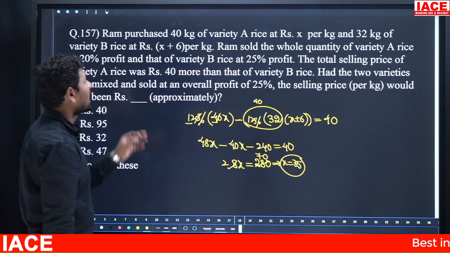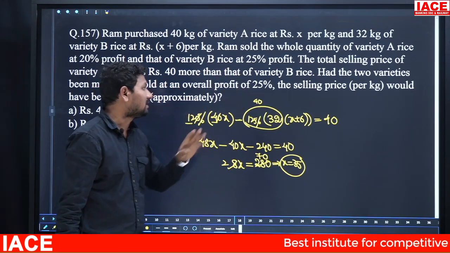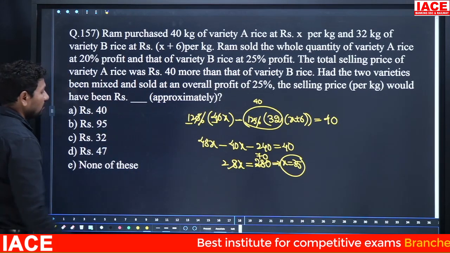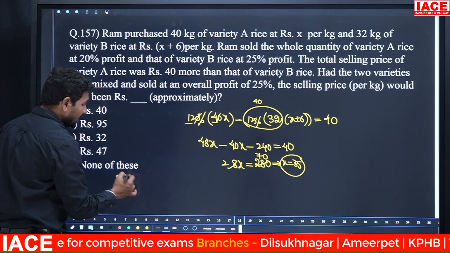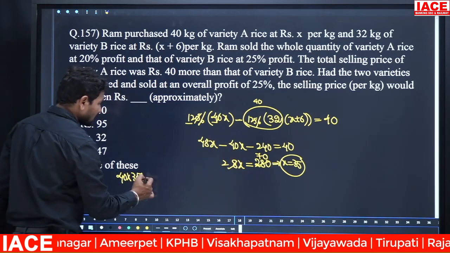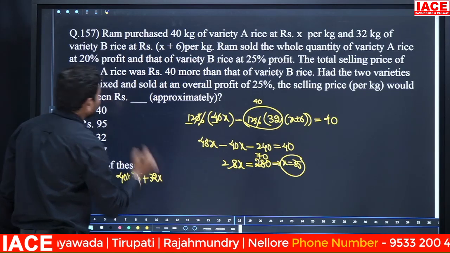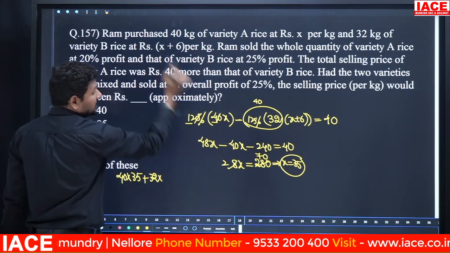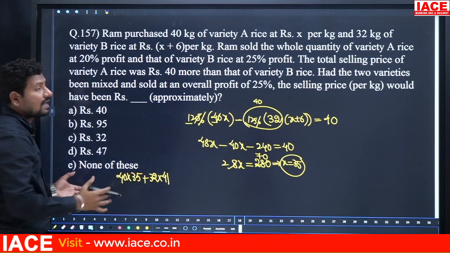The question is, had the two varieties been mixed and sold at an overall profit of 25%, what would the selling price have been? Look at here, both are mixed. First 40 kg, each kg is how much rupees? 35 rupees, since you now know the X value. Plus next 32 kg, each kg is how much rupees? 35 plus 6, it is 41. Then these both are mixed.